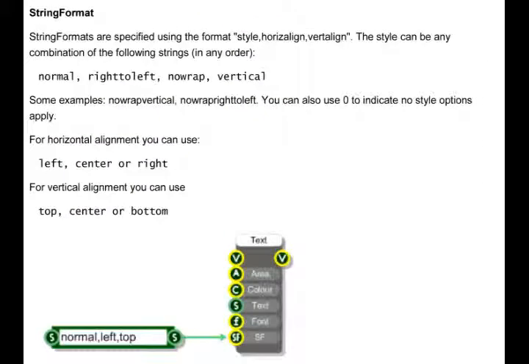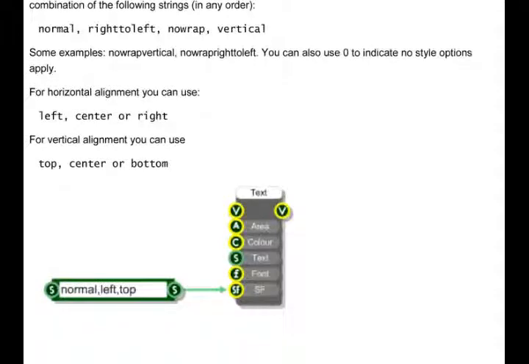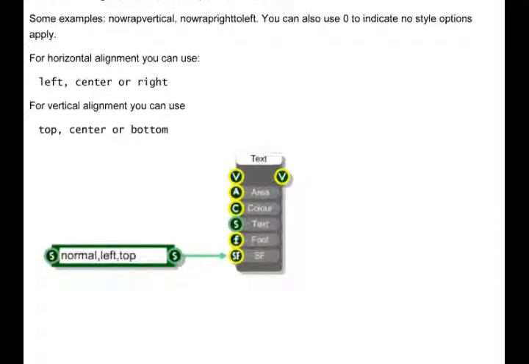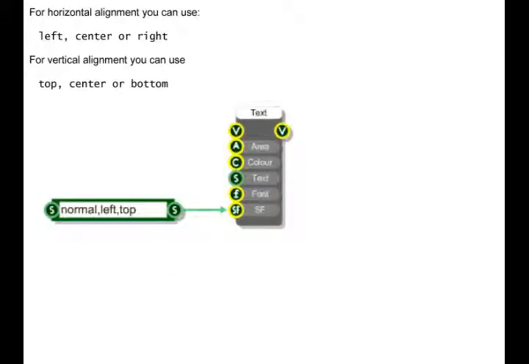String format. String formats are specified using the format style, horizontal line, vertical line. The style can be any combination of the following strings, in any order: normal, right, left, no wrap, wrap, vertical. Some examples: no wrap vertical, no wrap right to left. You can also use 0 to indicate no style options apply. For horizontal alignment, you can use left, center or right. For vertical alignment, you can use top, center or bottom.